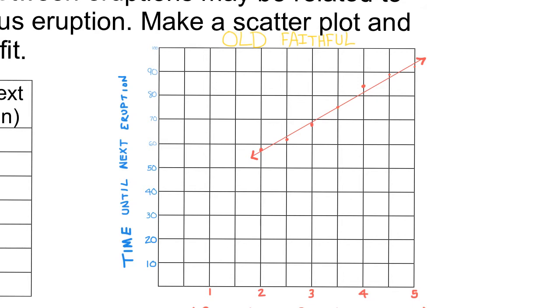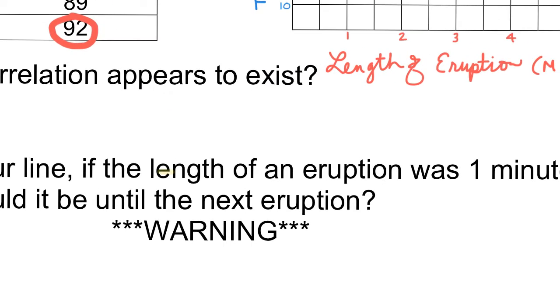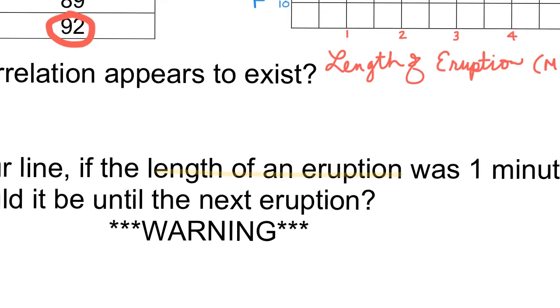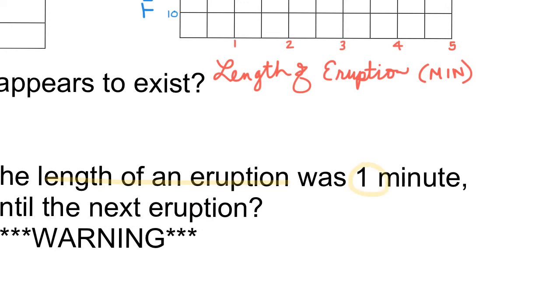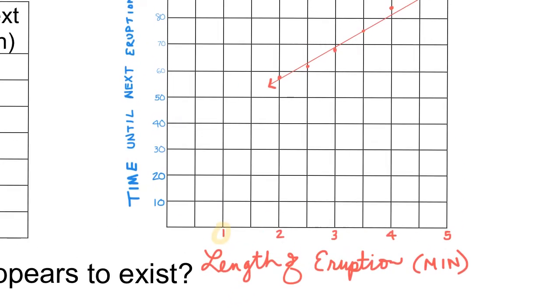Based on your line, if the length of an eruption was 1 minute, how long would it be until the next eruption? So since that question is giving us information, the length of the eruption was 1 minute, that's the X value. So the X value is equal to 1. Here is X is equal to 1.